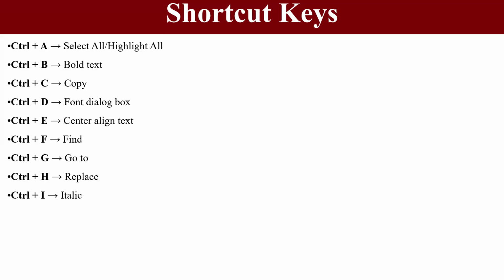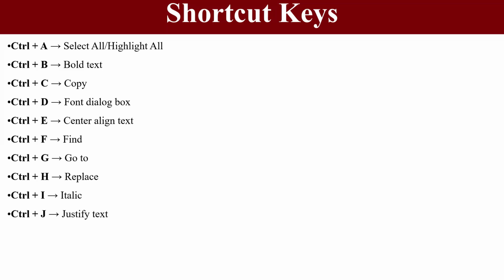Then Control I, it stands for italic. When you want to slant your text, like a reference, a project reference, you can use it to make your text italic. You can highlight any text that you want, then click Control plus I. Your text will be in italic.